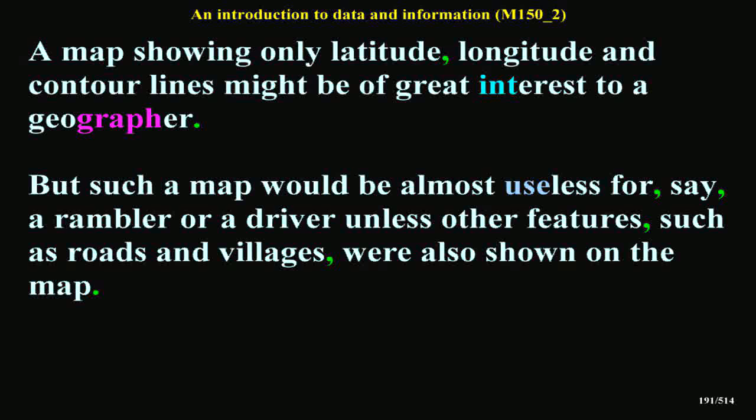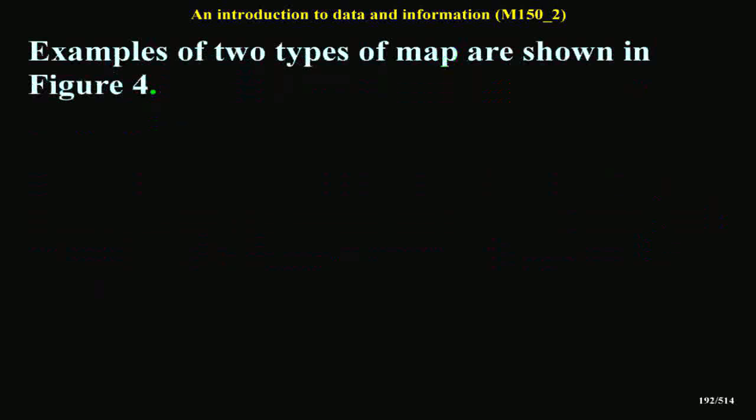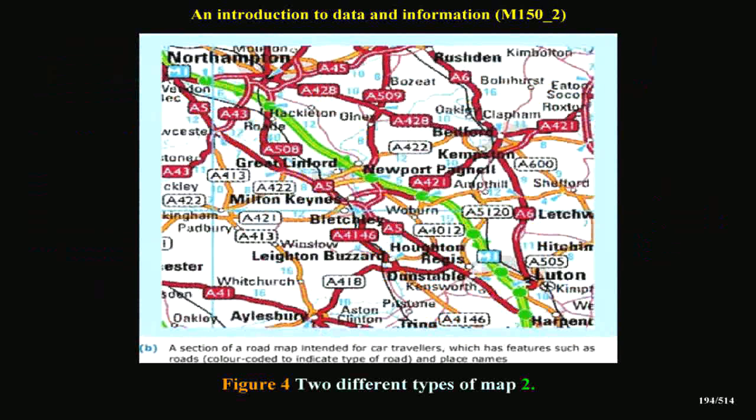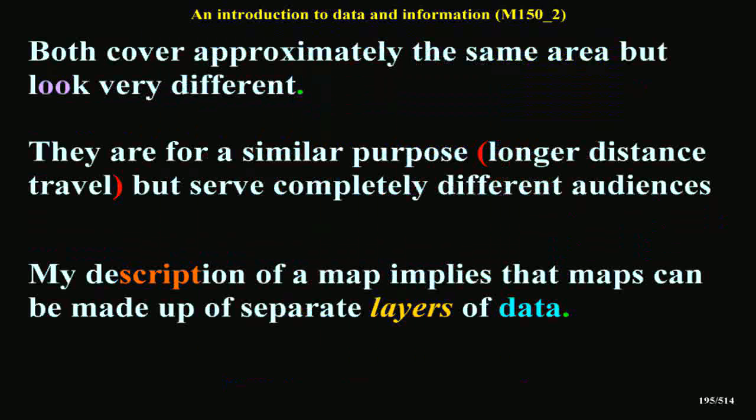But such a map would be almost useless for, say, a rambler or a driver unless other features, such as roads and villages, were also shown on the map. Examples of two types of map are shown in Figure 4. Figure 4: two different types of map. 1. Figure 4: two different types of map. 2. Both cover approximately the same area but look very different. They are for a similar purpose, longer distance travel, but serve completely different audiences.